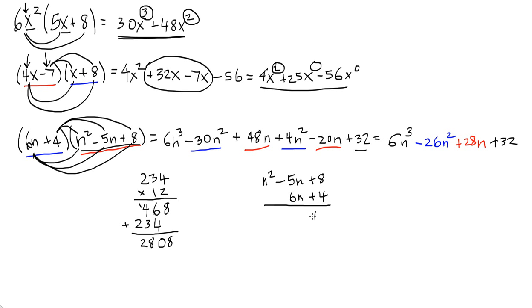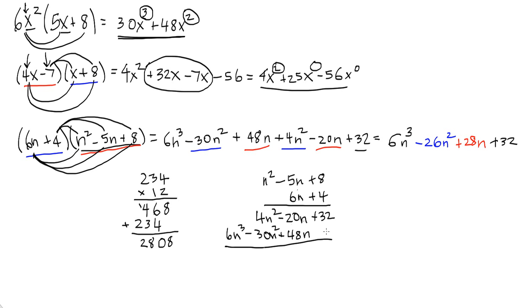4 times 8 is 32. 4 times negative 5n is negative 20n. 4 times n squared is 4n squared. Okay, and then move over, or put a 0 there if you want. 6n times 8 is 48n. 6n times negative 5n is negative 30n squared. And 6n times n squared is 6n cubed.